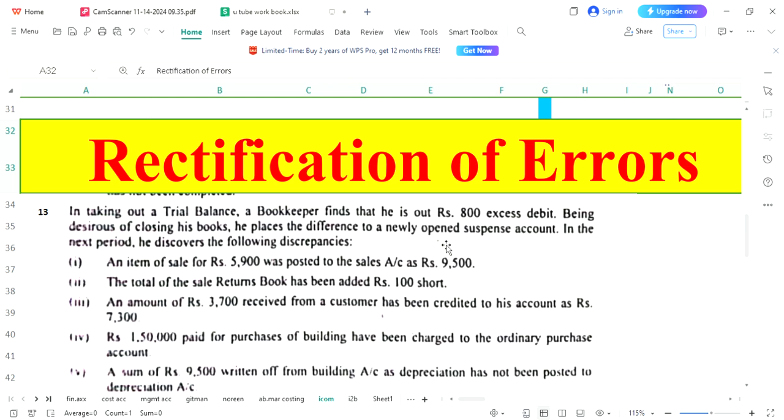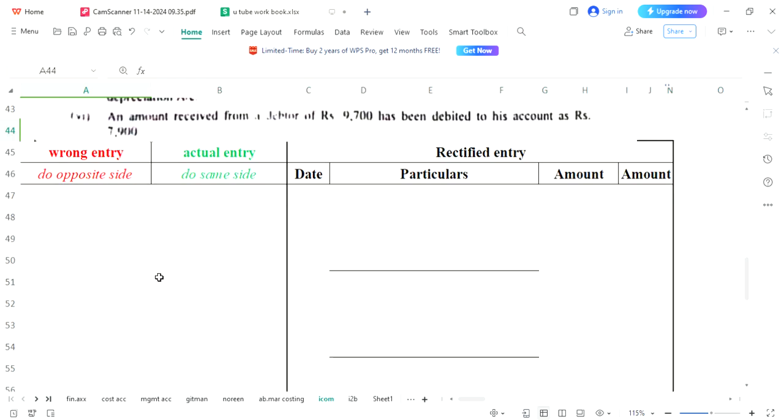Difference to newly opened suspense account. Please underline "newly opened suspense account" in your books. So for the first time we will be making a ledger as well. As usual, first we will make the rectified entries. We are now ready to start our question. Proforma is as it is.